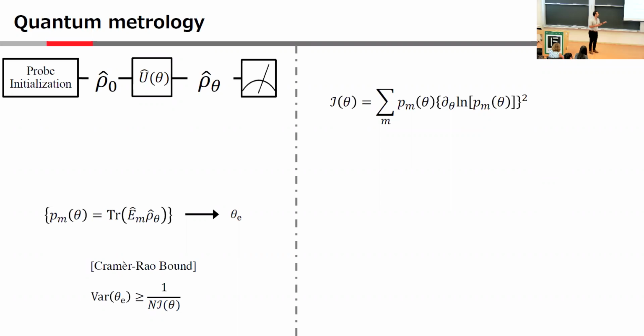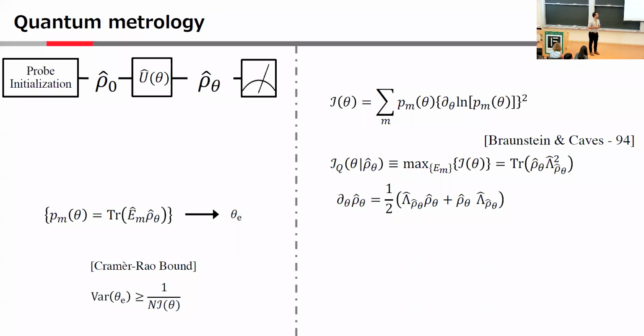So this slide is really just what metrological information is about. You do an experiment, you get some probabilities. These are related to this Fisher information quantity. If that quantity is large, you get a lot of information per trial of your experiment.